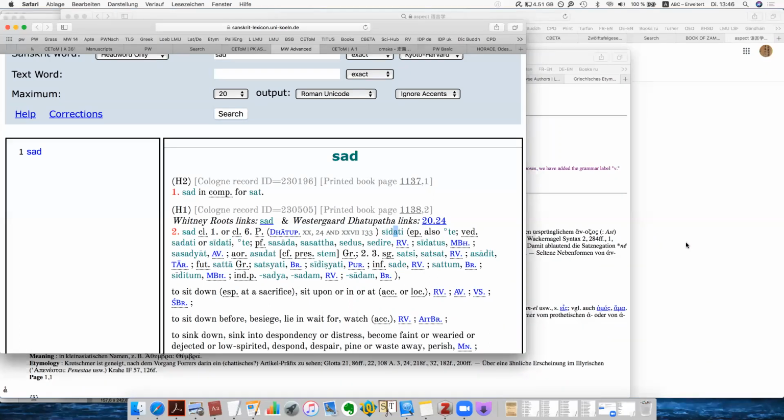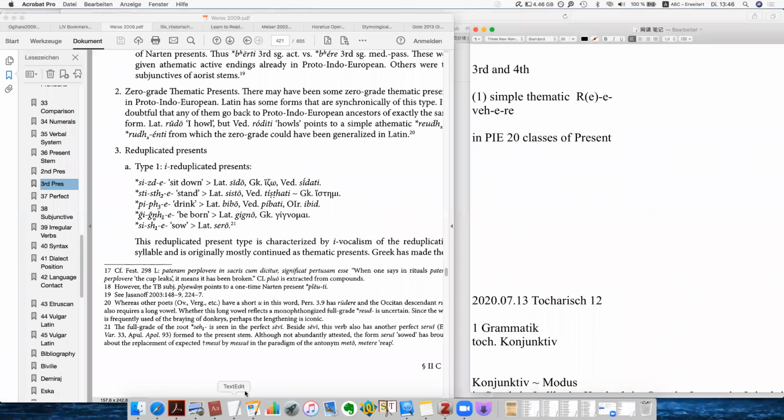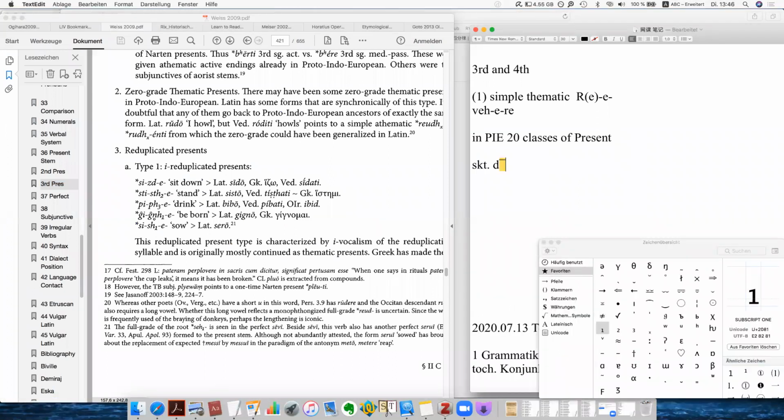Because in Sanskrit, I can put it here. So in Sanskrit, sīdati is sixth class, right? And sixth class is R present, right? R present, yes. And in Latin, it is called sīdo, and it is third class. Third class is actually thematic present. So actually, for Sanskrit and also for Latin, they all consider this thematic vowel as a symbol.